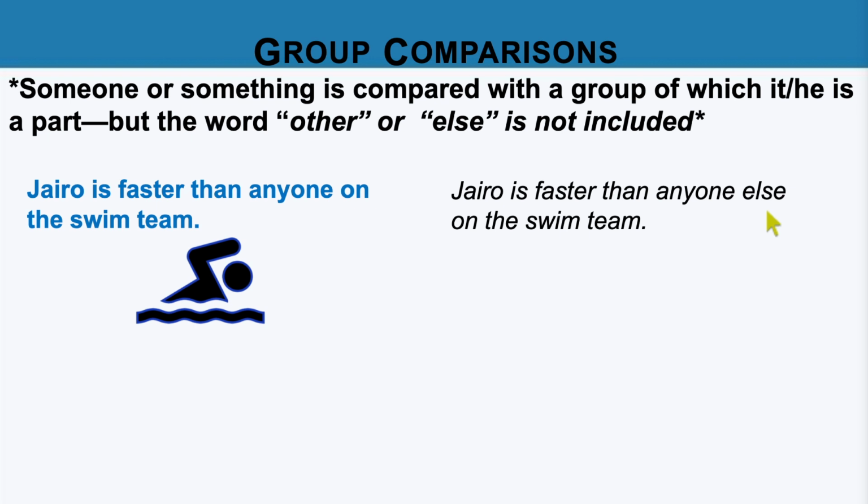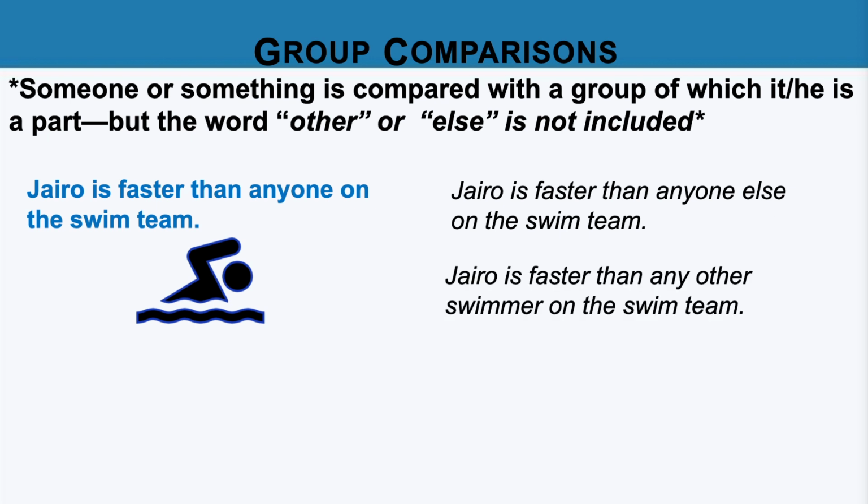Another way you could say it to have clarity would be Jairo is faster than any other swimmer on the team. Now, this example is a little bit redundant, swimmer, swim team. We could just say he's faster than any other swimmer on the team, would be one way of doing it. Okay, but in either situation, we have the word "else" or "other" added to that sentence to show that Jairo is part of that group. So let's see another example.